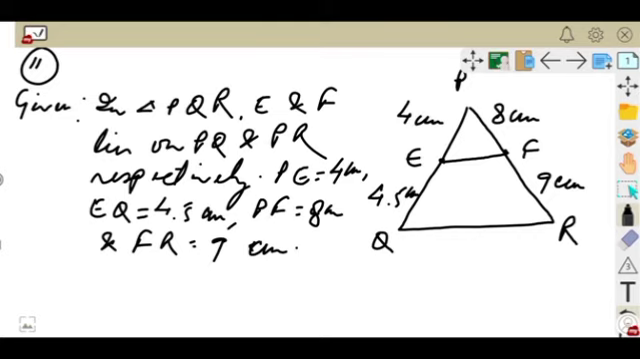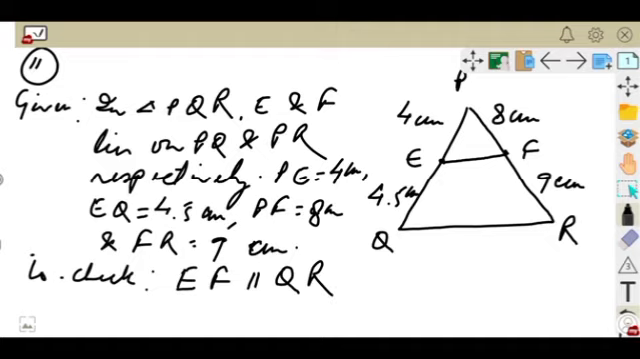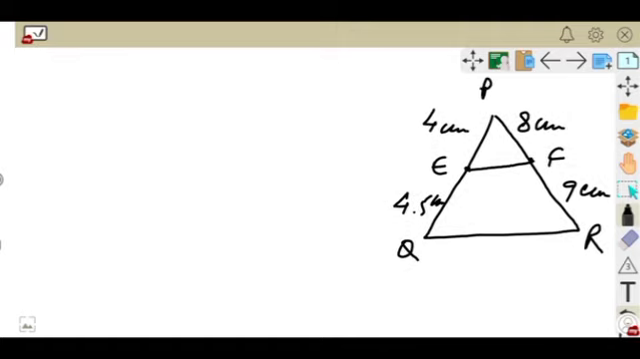Next, I'll write here to check. What do we have to check? We have to check whether EF is parallel to QR or not. So I'll write here EF parallel QR. Next we have procedure. In procedure, first I'll find here PE by EQ.